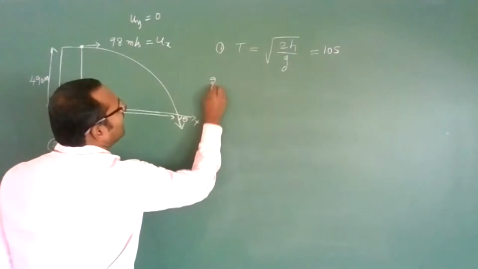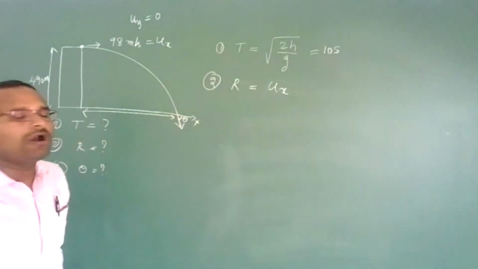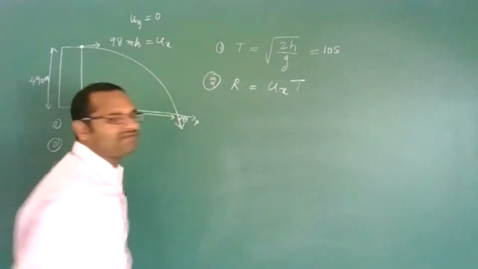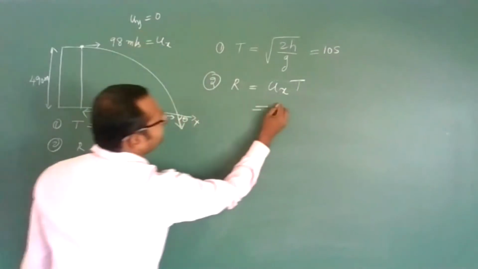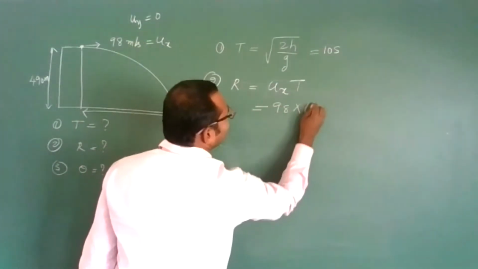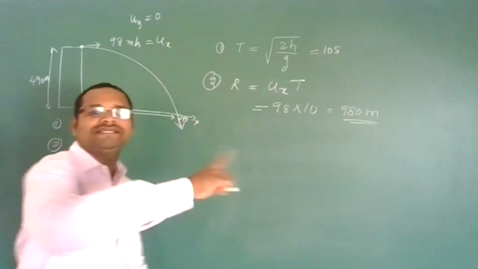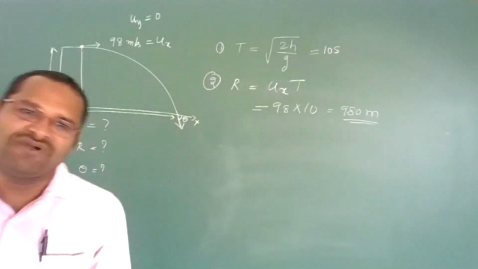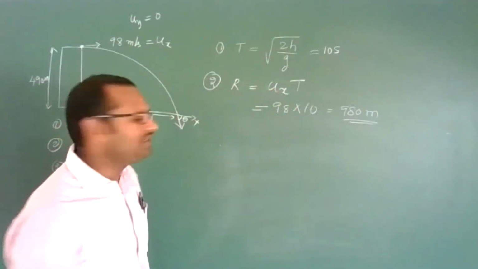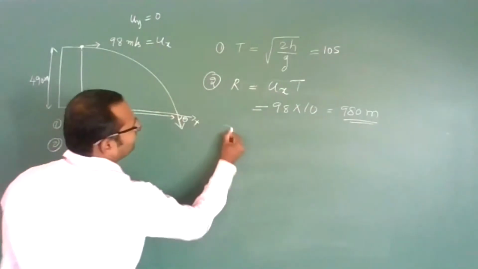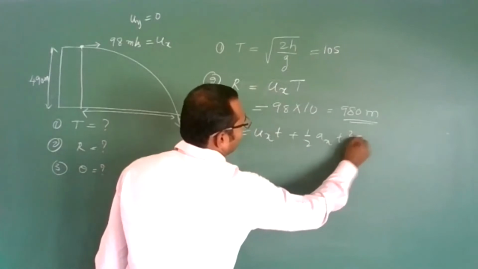You know, range R is equal to... range only depends upon horizontal velocity and how much time it will take to reach the ground, the time of flight. That's it. Means horizontal velocity I was given 98, into time I was given 10 seconds, so it will be 980 meters. How much range it will travel? 980 meters. If you say, no sir, I am not remembering this formula, then we want horizontal displacement, means x is equal to u_x t plus half a_x t squared.